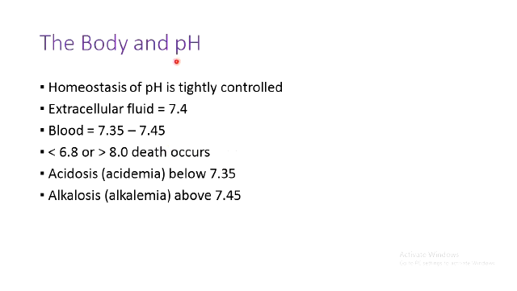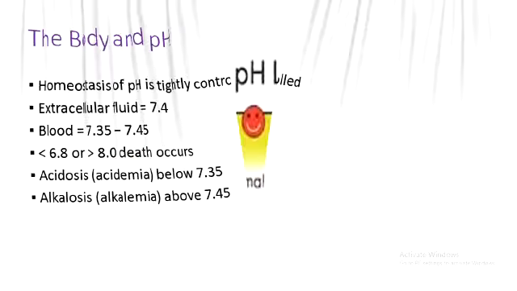And what is the normal body pH? The homeostasis of pH is tightly regulated, and that of extracellular fluid is 7.4, and the normal range of pH in the blood is 7.35 to 7.45. If it falls below 7.35, this is known as acidosis or acidemia. If it rises above 7.45, this is known as alkalosis or alkalemia. Acidosis with pH less than 6.8 is lethal and can lead to death, and alkalosis with pH more than 8 is again lethal and leads to death.